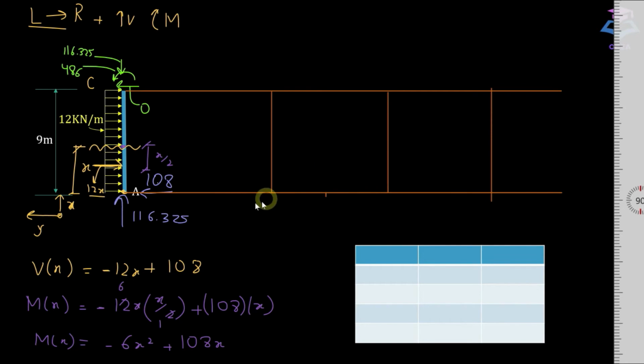Okay, we are going to plot our shear force here, moment diagram here, and axial diagram here for this member. So this line is basically the 0, 0 line.